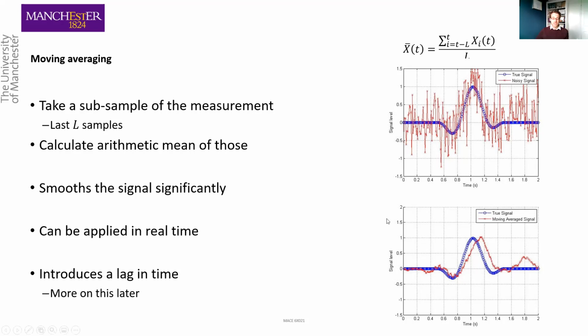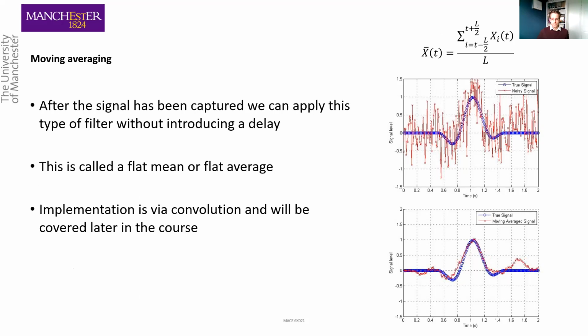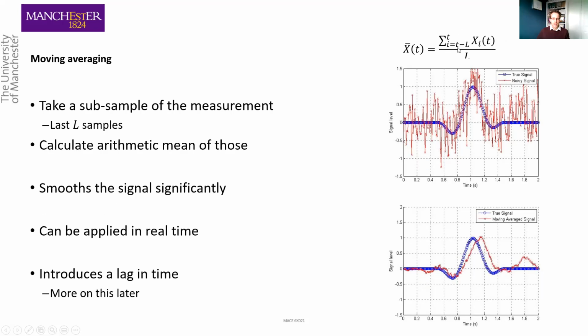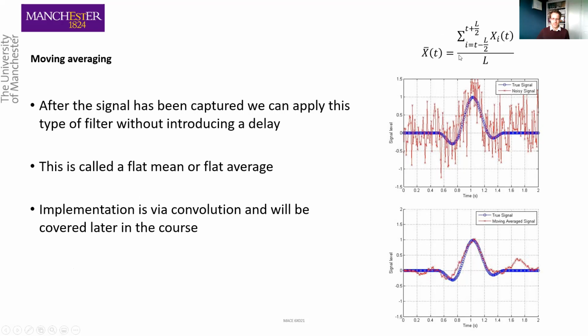However, if you wanted to do this for a measurement after you've taken it, you can apply it in such a way where you don't introduce a time lag. So that's what this is. It's a very subtle difference, but one worth noting is that in the top corner here, the equation, instead of going from I to t, so from time I up to time t, instead we're going from t minus L over 2 to t plus L over 2.